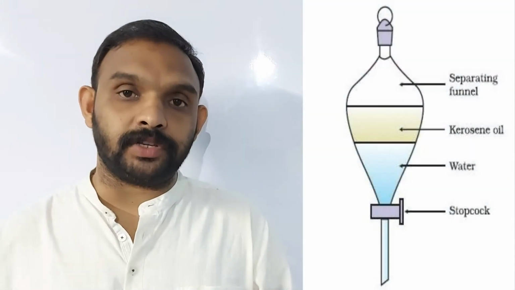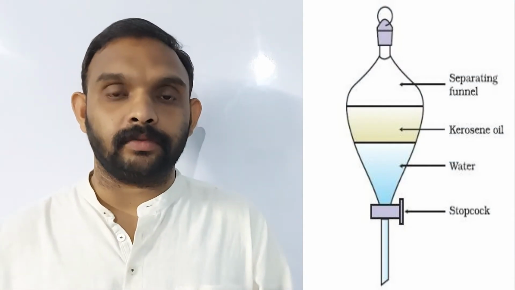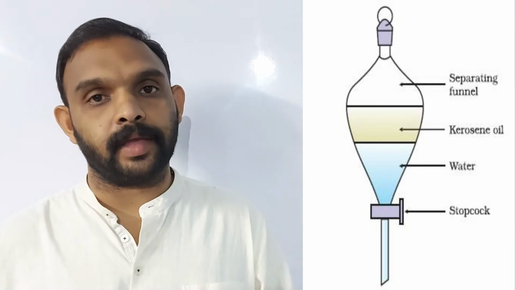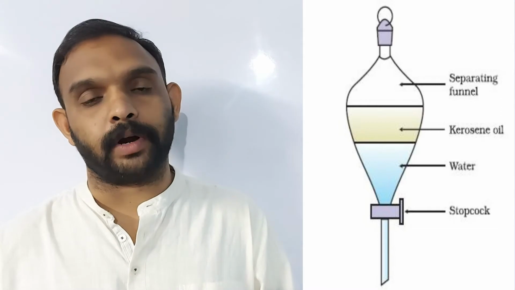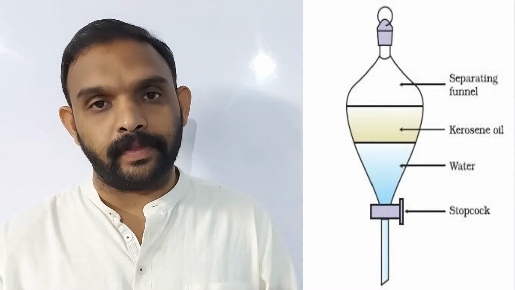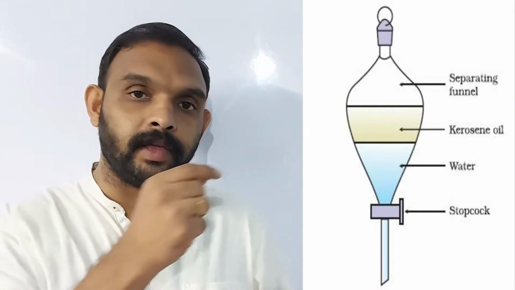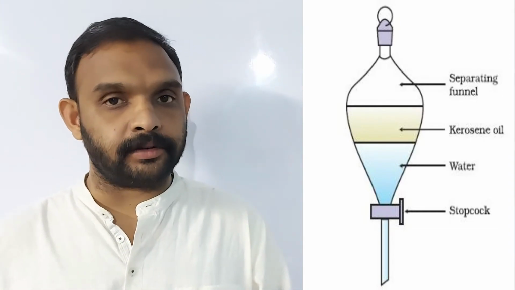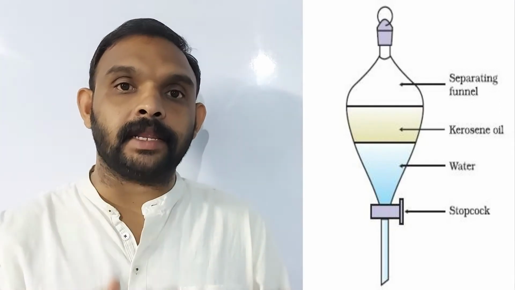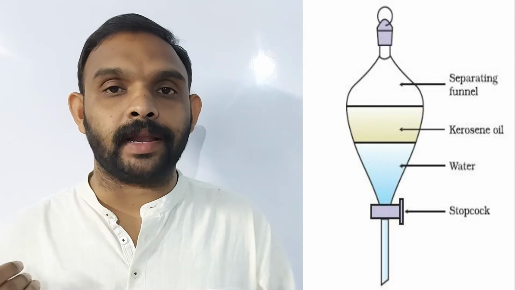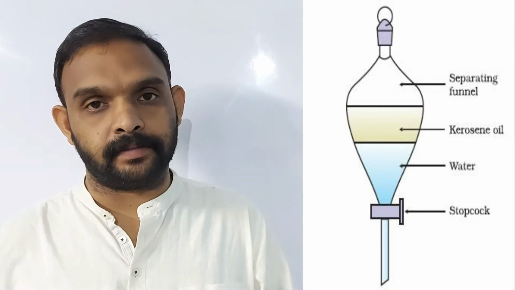the apparatus which is used for separation, that is known as the separating funnel. In this separating funnel we have taken kerosene oil and water. So there is a visible boundary between the two. There is a stopcock at the end, and with the help of that stopcock you can easily take out one layer of liquid which is not miscible with the other layer.